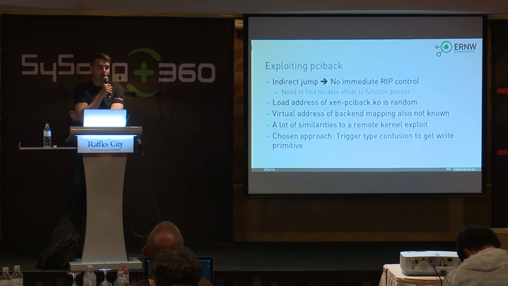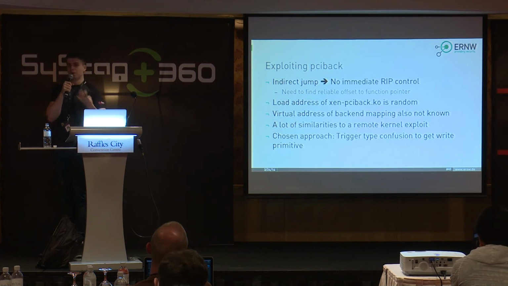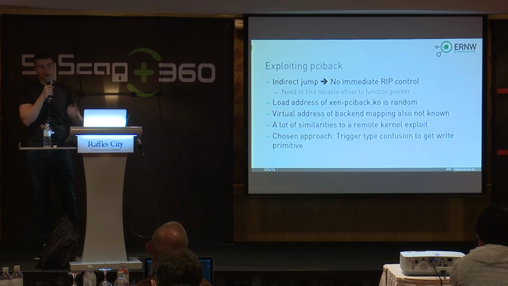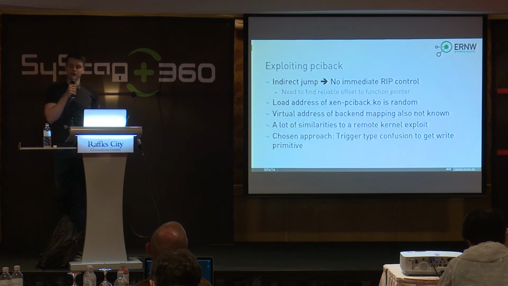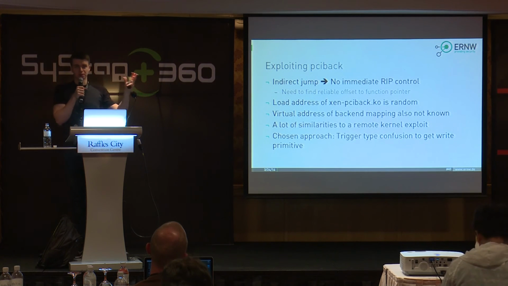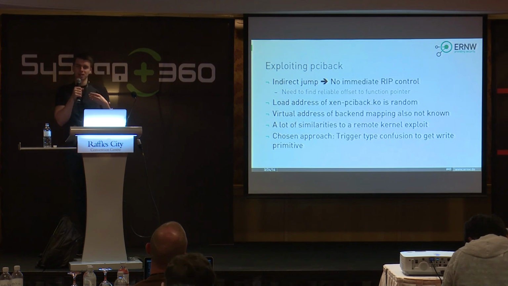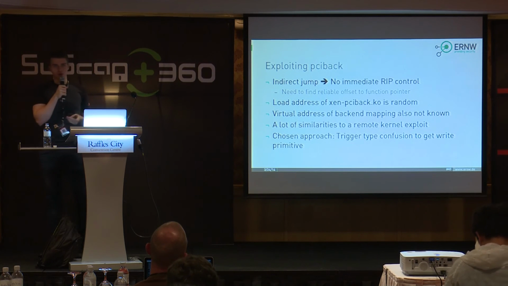So we have this indirect jump that doesn't give us direct code or RIP control, and so we need to find a reliable offset that we can use to have a function pointer. The problem is that Xenpwn is normally compiled as a module, so it's a loadable kernel module, so you can't be really sure where it's located in memory. We also don't know what the virtual address of this shared memory backend mapping is. That's random. So in that case, it's quite similar to a remote kernel exploit, basically.